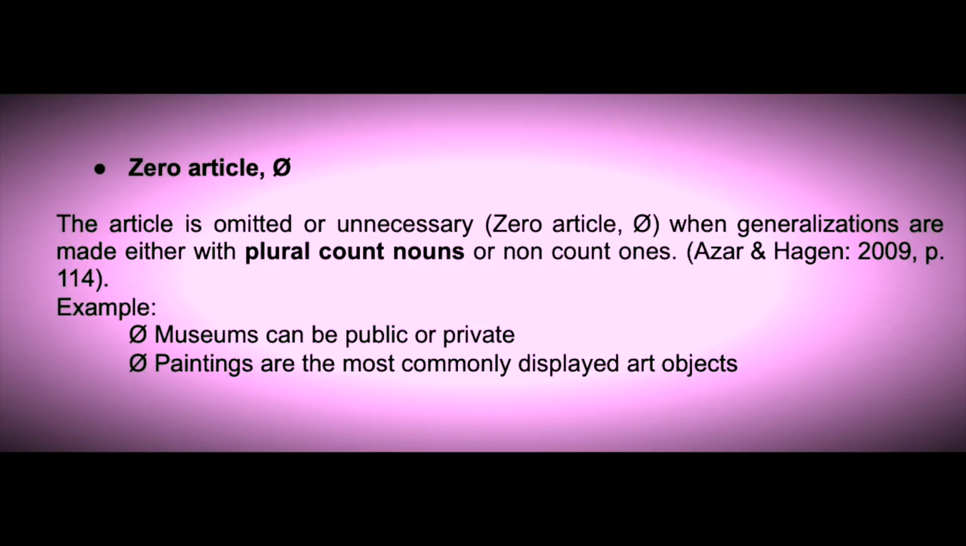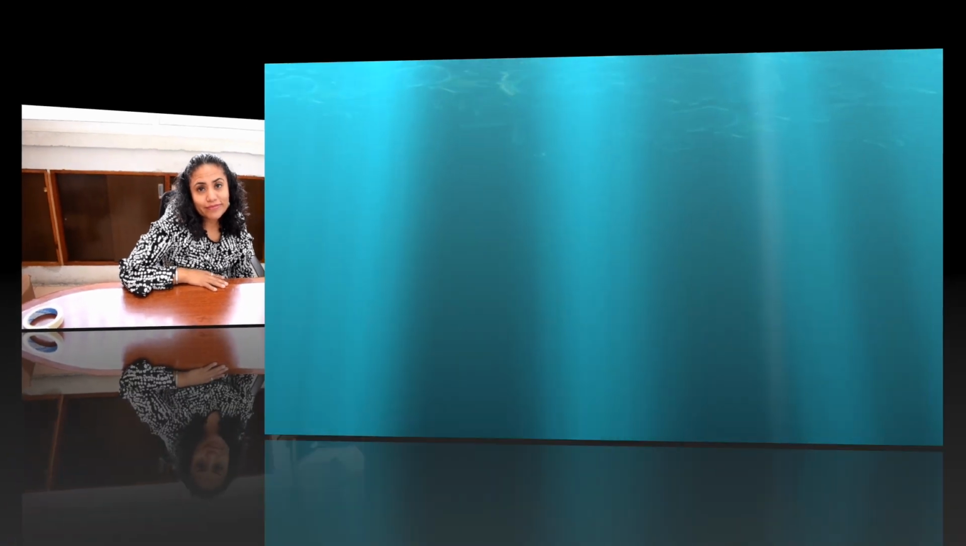And finally, zero article, when we are not going to use articles. The article is omitted or unnecessary, zero article, when generalizations are made either with plural count nouns or non-count nouns. For example, museums can be public or private, or paintings are the most commonly displayed art objects.